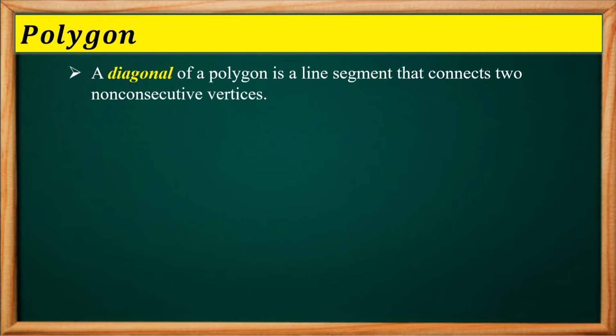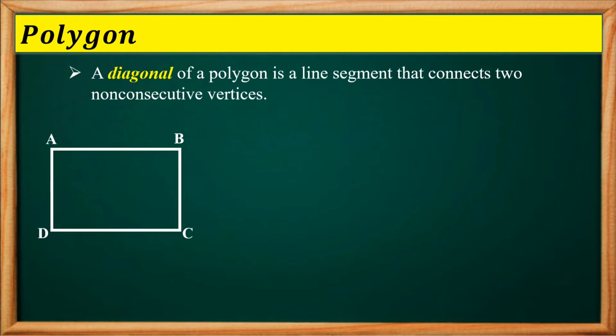Now, in a polygon, we have what we call diagonal. A diagonal of a polygon is a line segment that connects two non-consecutive vertices. Alam na natin kung ano yung consecutive, pero ang sinasabi dito is non-consecutive. Ibig sabihin, the word non, ibig sabihin, hindi. Okay? Hindi magkasunod na vertices.